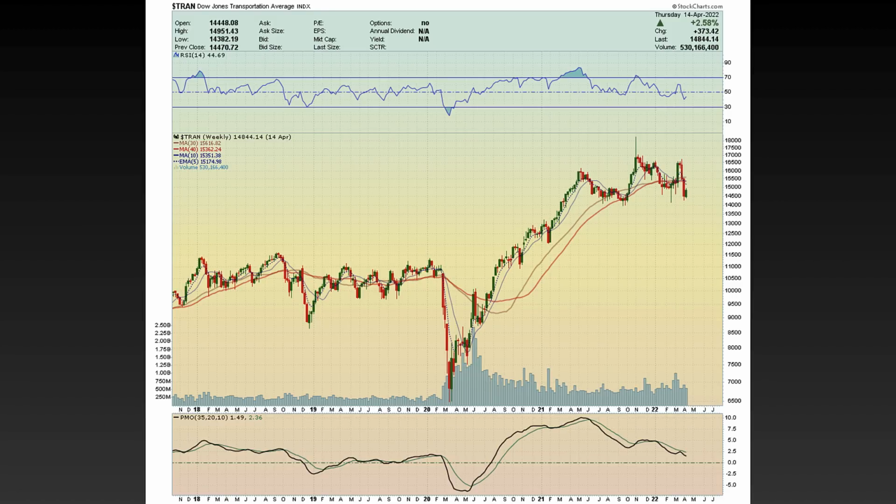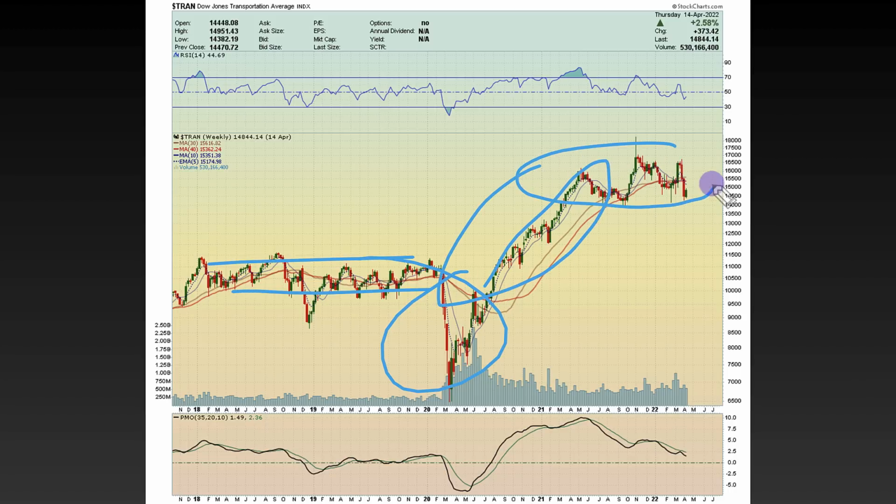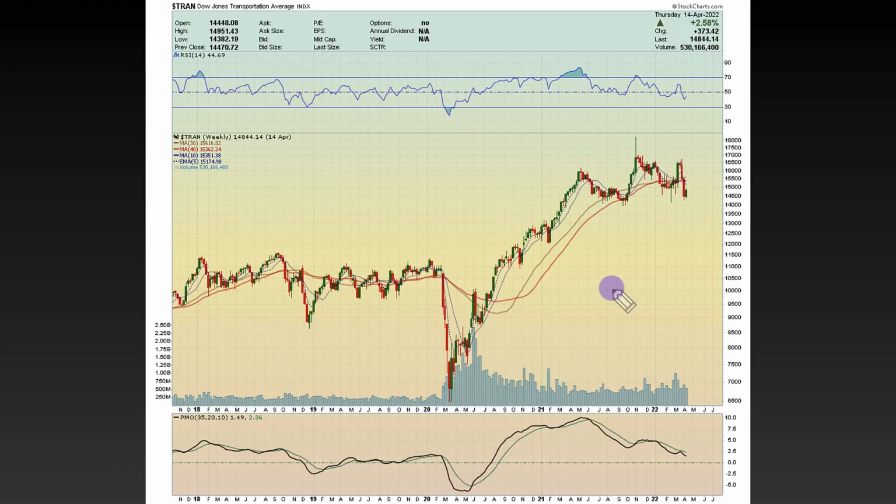Transports. This is where economic plays come in. It's incredibly important for the economy to see transports perform as well. And you can see here, we had an accumulation stage going here, but then we had the pandemic hit. Okay, but they obviously quickly recovered, markup right here, stage 2 markup, and now it seems like we're in a period of distribution.